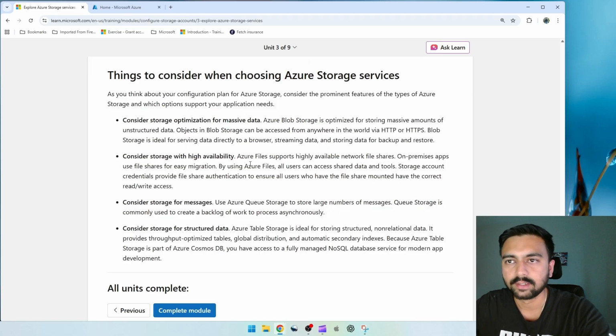So keep in mind high availability. If you want storage with high availability, you want to go with Azure Files. If your focus is on this, on-premises apps use file shares for easy migration. By using Azure Files, all users can access shared data and tools. Storage account credentials provide file share authentication.